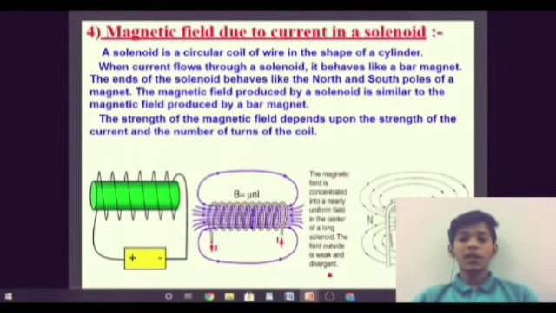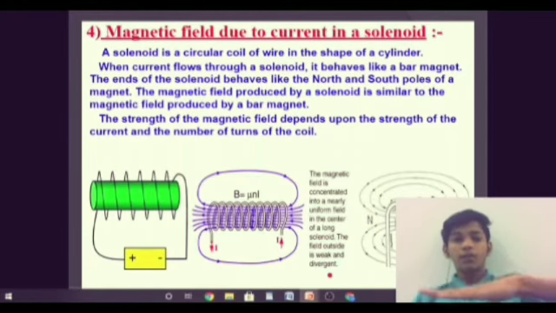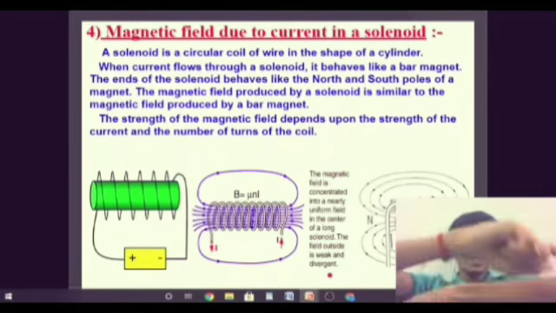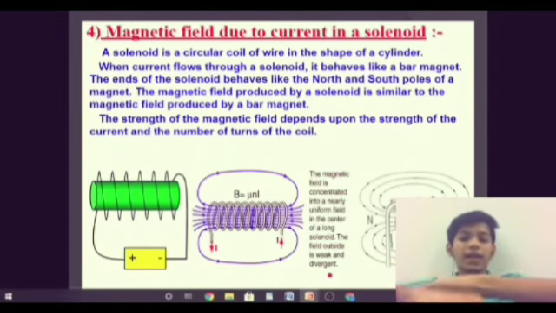Magnetic field due to current in a solenoid. My friend, as you do not know about the solenoid, it is a new point for you and me. A solenoid is a wrapping of wire around a rod or a conductor. If my hand is a conductor and I wrap a wire around my hand, the wire wrapped around my hand is a solenoid. A solenoid is a circular coil of wire in the shape of a cylinder.